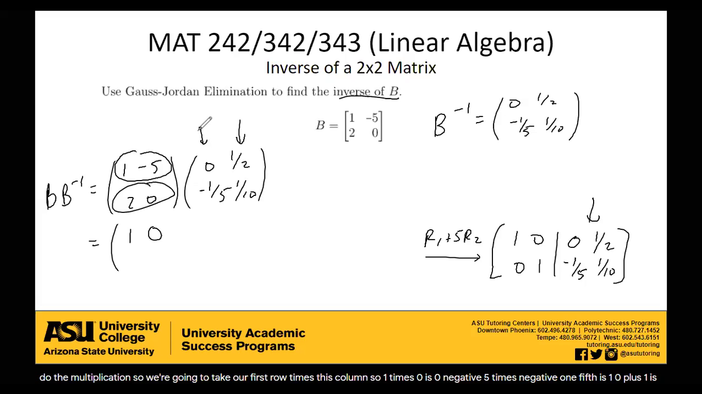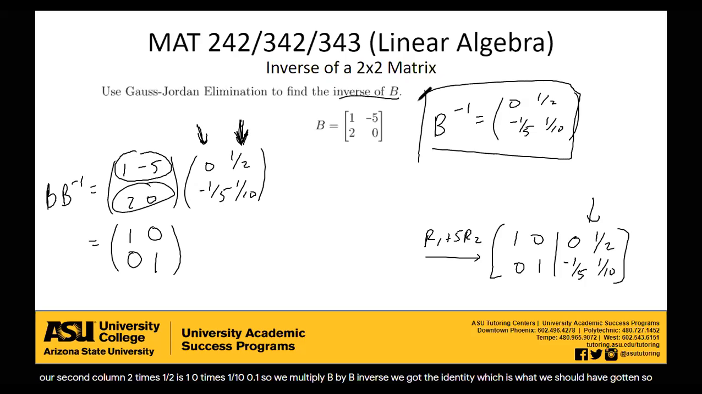Then we go to our next row and we repeat the process. 2 times 0 is 0. 0 times -1/5 is 0. So that gives us 0. And then we multiply that second row by our second column. 2 times 1/2 is 1. 0 times 1/10 is 0. We get 1. So when we multiply B by B inverse, we got the identity, which is what we should have gotten. So yes, in fact, this is our inverse to our matrix.